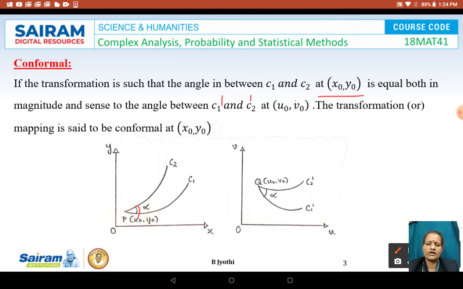So this is the alpha. When we are transforming from the z plane to the w plane, the angle should be the same, equal in both magnitude and sense. Then only we can say it is conformal.